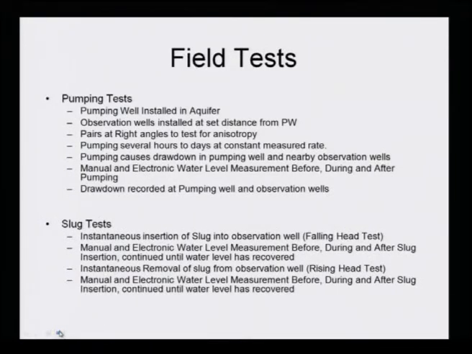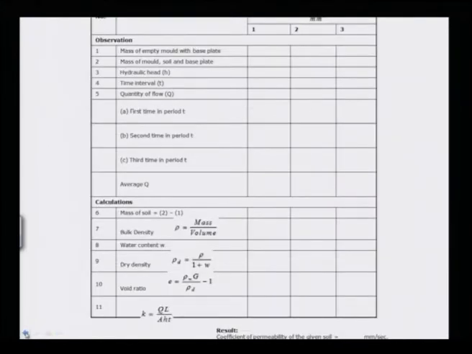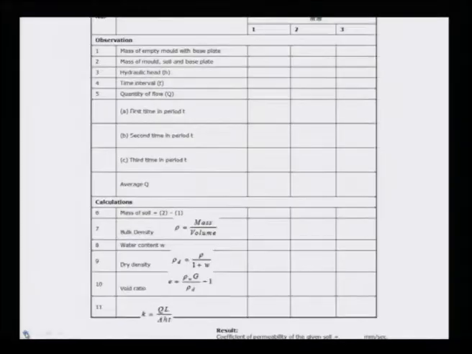Now, there are 2 tests, as I said. I have shown you just one detailed laboratory data sheet: what measurements you are going to do, how many samples, and what data you are going to get. The same data sheet can be used for the variable head test. In the variable head test, there are 2 hydraulic heads, H1 and H2, with times T1 and T2; these things will come here.